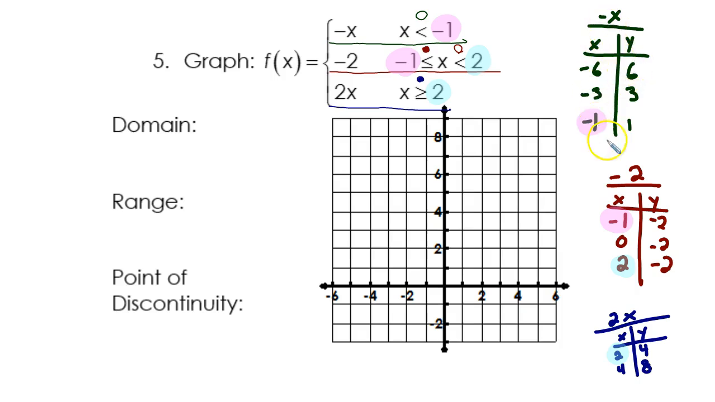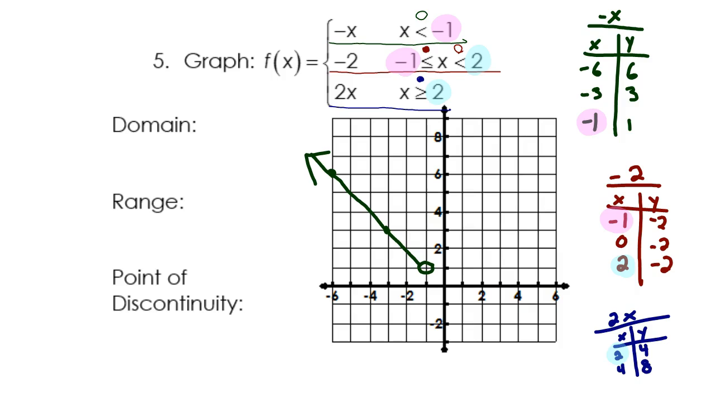I plugged them into -x. -6 is +6. -3 is +3. -1 is +1. So double negatives cancel out, and that leaves me with the graph that goes through -6, 6. It goes through -3, 3, and it stops at -1, 1. And because it has less than, I must use an open circle on that point of -1, 1. Now, this function is forever to the left of x values of -1. So that less than means I have an arrow on the left.